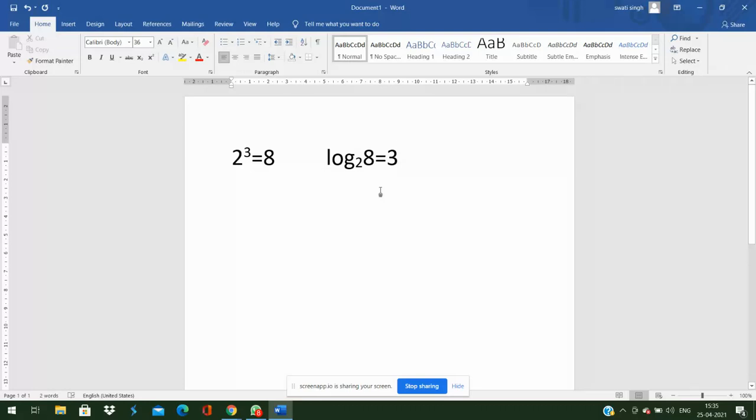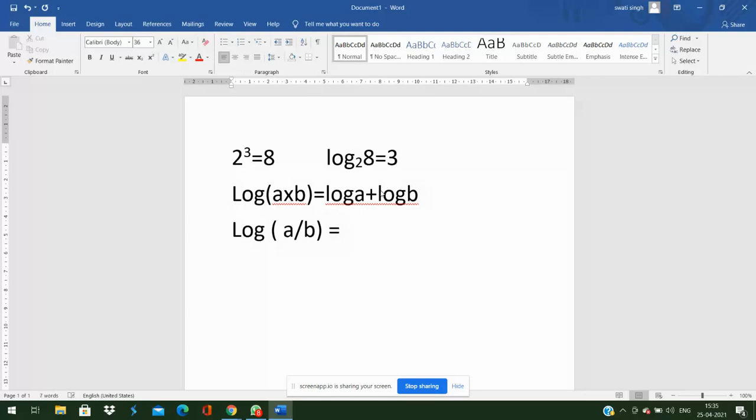But in chemistry, normally we are using base 10. So just try to understand, normally three formulas are used: log (A into B) is equal to log A plus log B. Another formula used is log (A divided by B) is equal to log A minus log B.